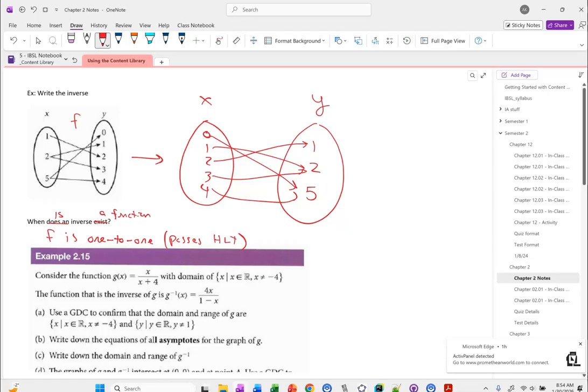So the answer to that is when f is 1 to 1, that means that it passes a horizontal line test. Or in other words, no y coordinate is used more than once. Okay? Does that feel okay?